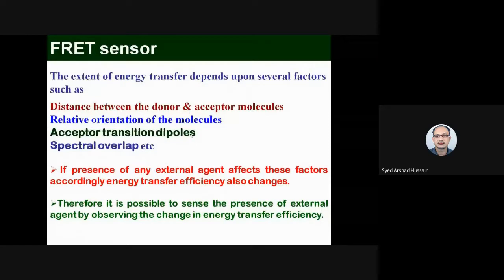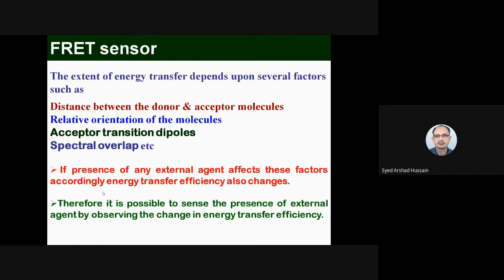So how can FRET be used as a sensor? Because we know that the distance between donor and acceptor, the relative orientation of the molecules, the transition dipoles, and spectral overlap play a crucial role in the extent of energy transfer. If the presence of any external agent within the donor-acceptor system affects these factors, your energy transfer efficiency also changes.